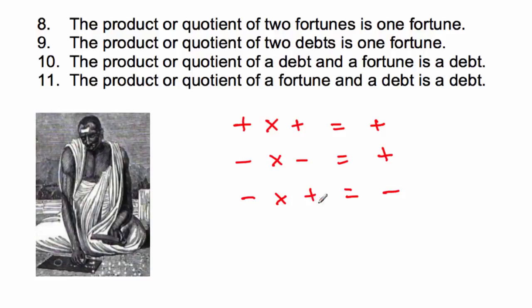So a negative times a positive is a negative. And likewise, if I have a fortune and I multiply it by a debt, I end up with a debt. So our rules were, when the signs are the same, we end up with a positive. When the signs are different, this is when we're multiplying, we end up with a minus.